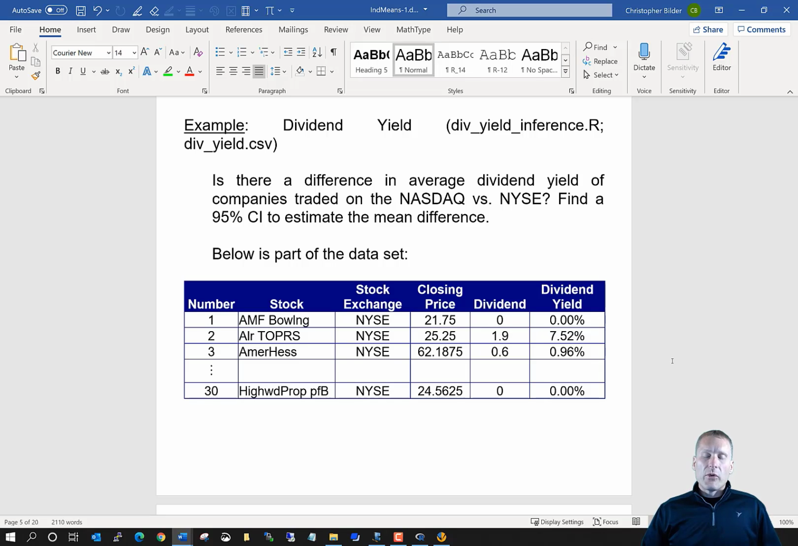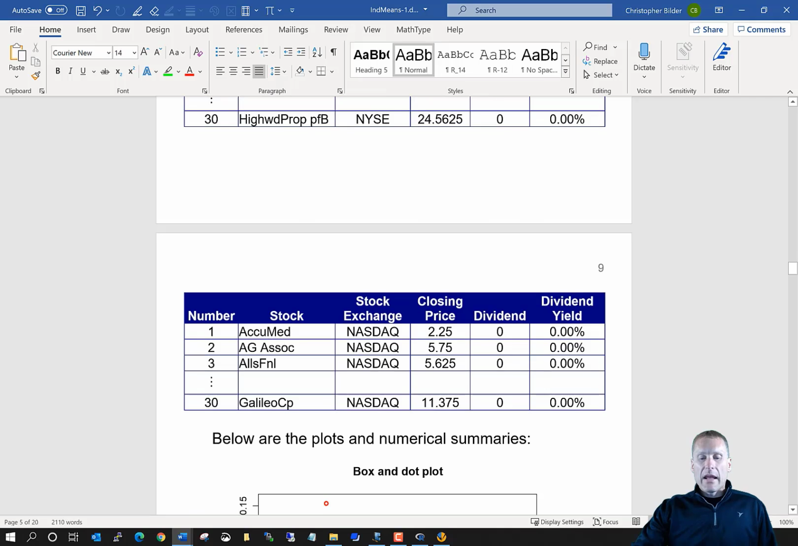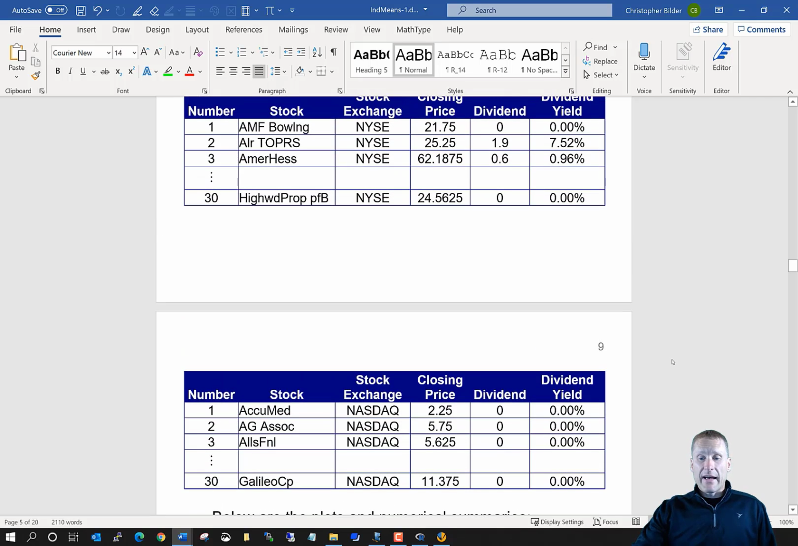So to help do this, let's find a 95% confidence interval to estimate the mean difference. So we're going to let 1 be NASDAQ. New York Stock Exchange is going to be 2, and we're going to look at mu1 minus mu2. So to do this, I actually took a random sample of 30 stocks that were traded on the New York Stock Exchange and 30 stocks that were traded on the NASDAQ.